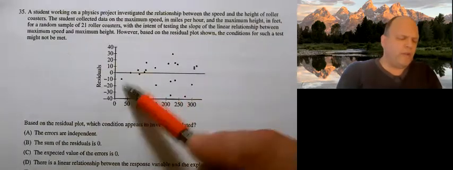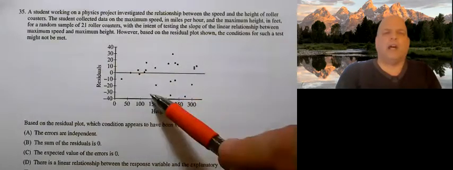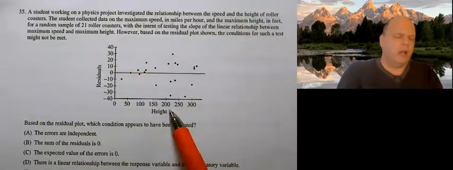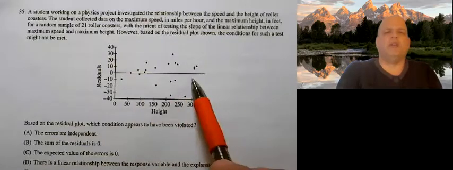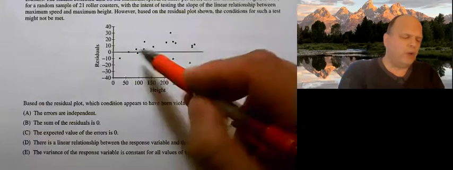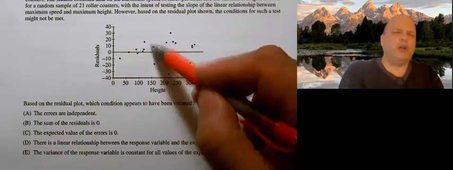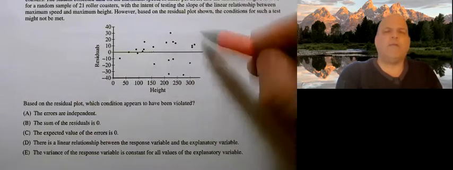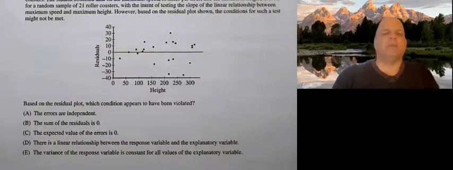So basically, we should have 21 different dots here showing the different roller coasters, and we have height. Remember, residuals should be centered on 0, and we should show no pattern. But what I notice here is right here, I'm pretty close to the line, but as I move farther this way, I'm getting farther and farther away.